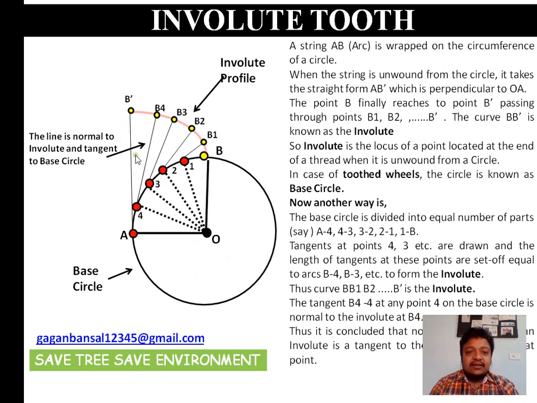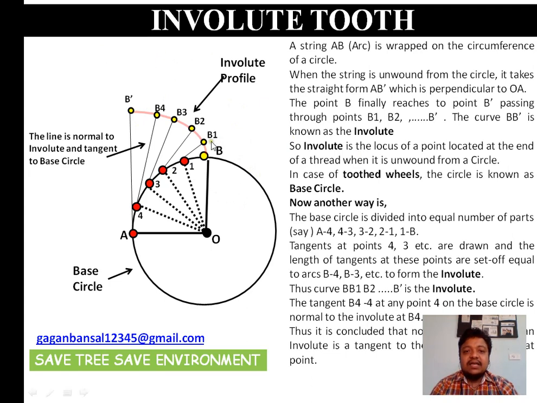The line, as I have mentioned separately also, is normal to the involute and tangent to the base circle. So similarly this B33 line also, B21 line also, B11 line also is normal to the involute, and if it is normal to the involute, it is tangent to the base circle. So in short, we can conclude this B dash is your involute profile. So we have understood 3 different ways of identifying or drawing the involute profile.